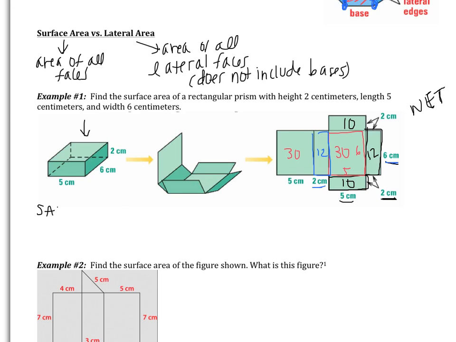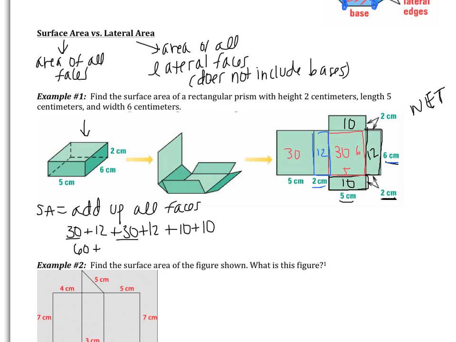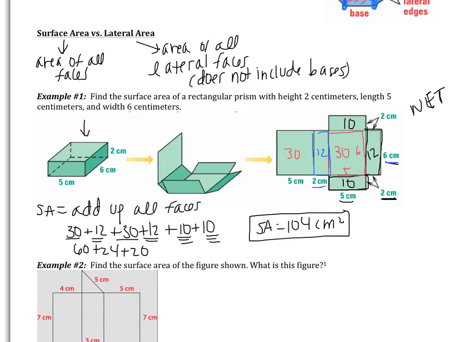So my surface area just means add up all the faces. So that's going to be 30, add 12, add 30, add 12, add 10, add 10. 30 and 30 is 60. 12 and 12 is 24. 10 and 10 is going to be 20. So my surface area ends up being 104 centimeters squared. Surface area is like area, so it's going to have units squared. So that's it. That's all you're doing in this video. You're just going to be adding up the sides. Not too bad.